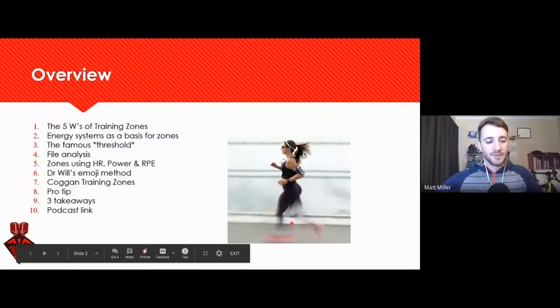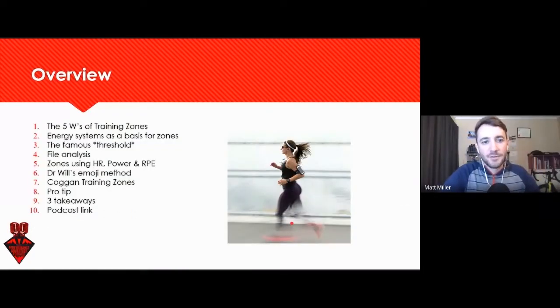So here's what we're going to do today. We always do this thing called the 5 W's, and we're going to do the 5 W's of training zones. That's how we're going to start off. And then we're going to go back and review the energy systems. We talked about them in the last module.